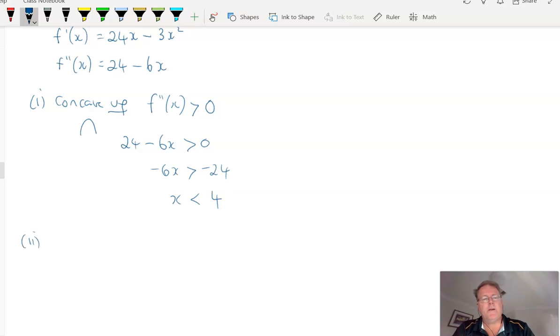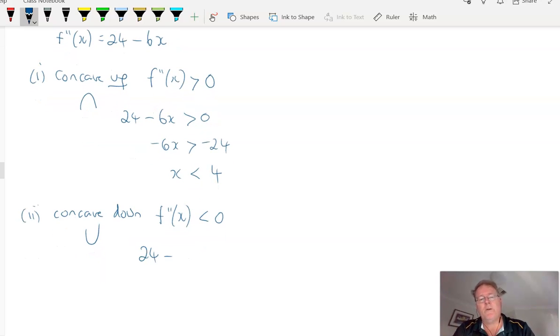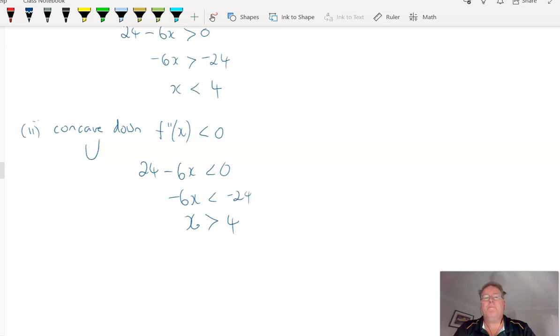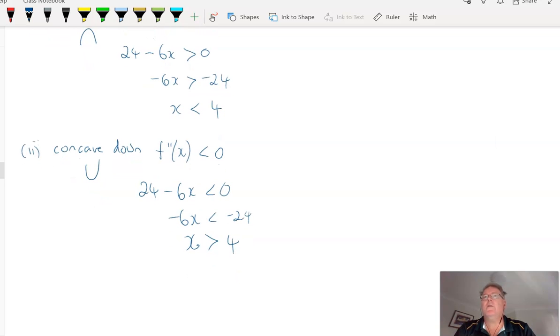Okay, part 2. So the next part I think was concave down, yes it is. So concave down, in other words, that is when the second derivative is less than 0. So again, we solve 24 minus 6x less than 0, so exactly the same process. So again, x greater, we swap signs because we divided by negative. It's the only time that happens. So it's concave down for x greater than 4. So it's concave up for x less than 4 and concave down for x greater than 4.